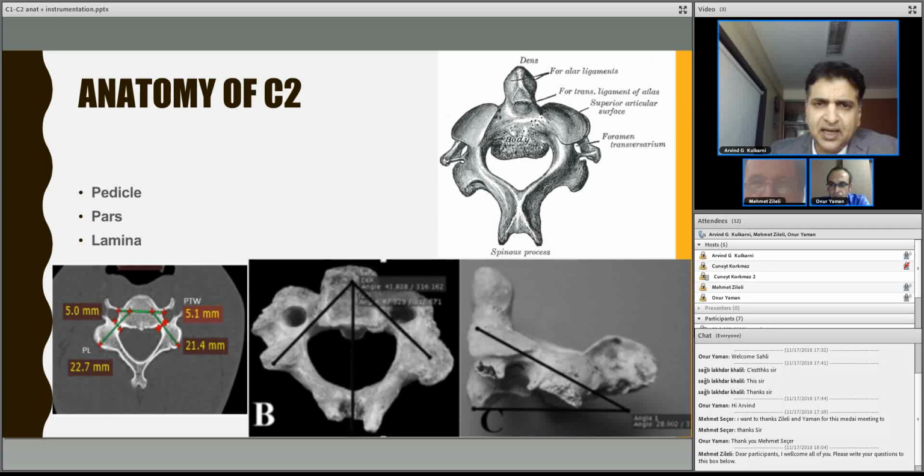So on either side, what you see is this big articular surface, these flat surfaces. Basically, these articulate with the inferior aspect of the lateral masses of C1. So this is where the C1 makes its joint with C2.